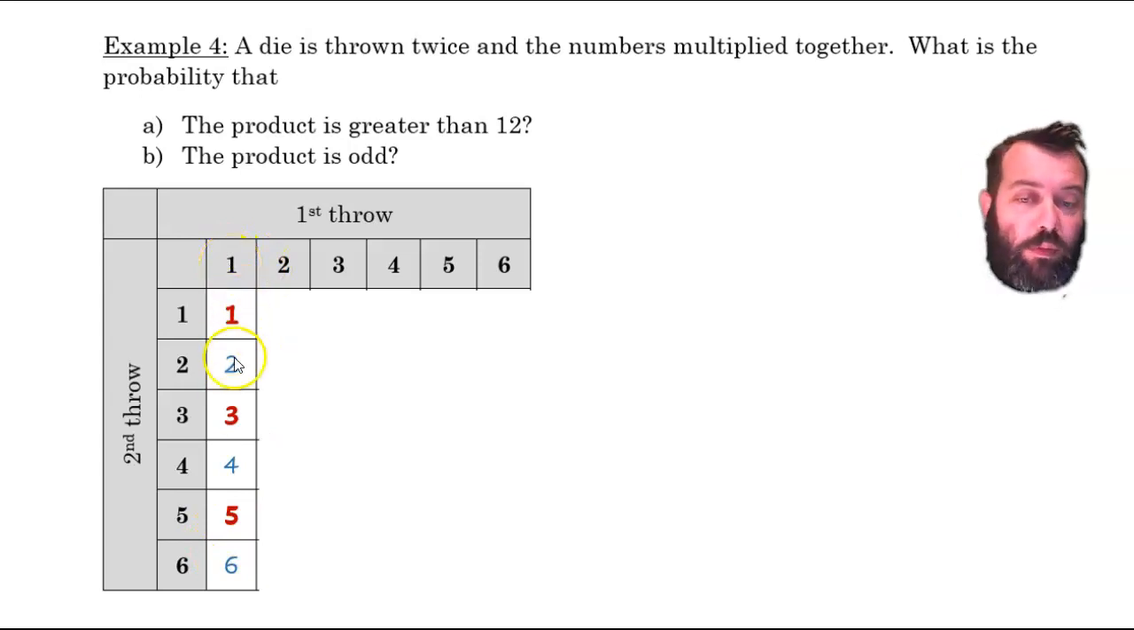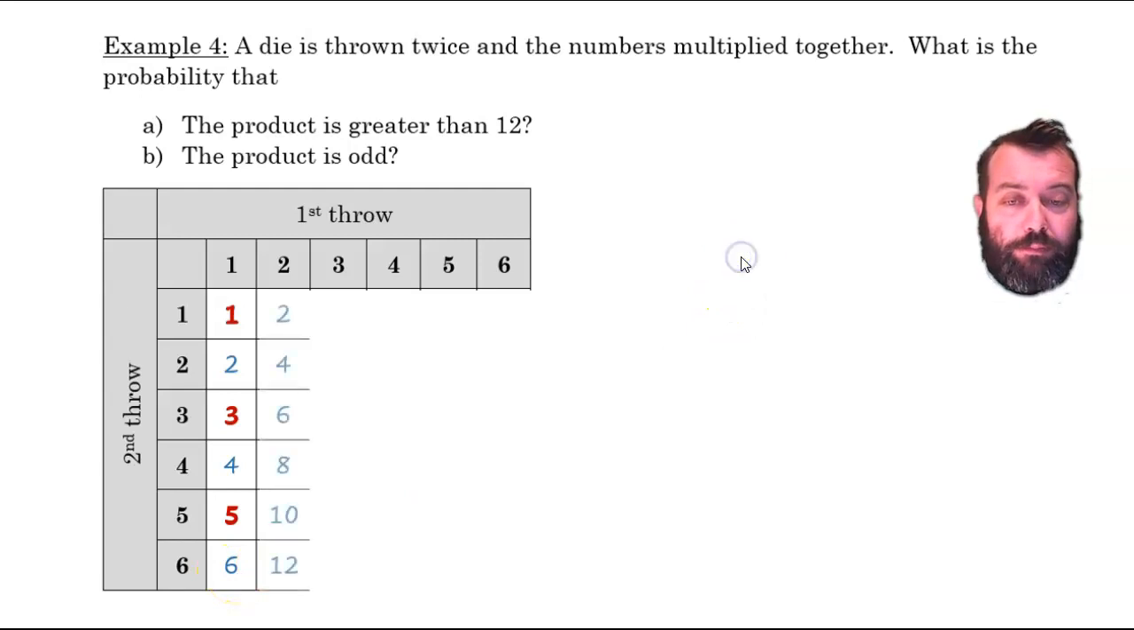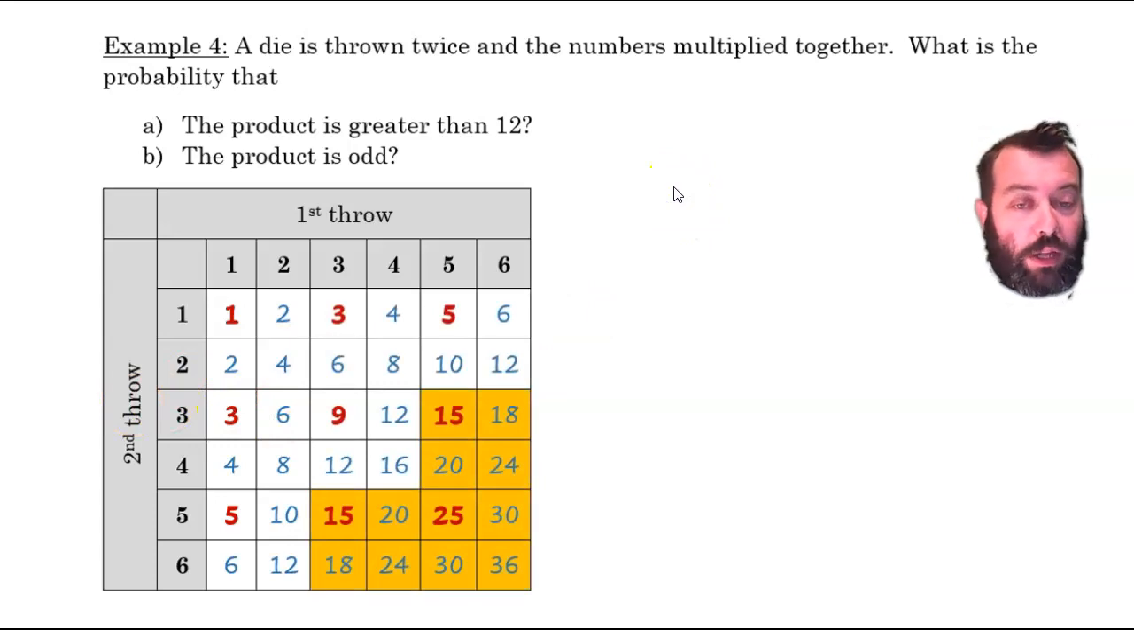If the first die was 1, whatever the second die might be, these are all of the outcomes. If the first throw was a 2, these are all of the possible outcomes: 2 combined with something on the second die, and so on until we have filled out that table. You'll see it has 6 rows and 6 columns, which gives us a sample space of 36. I have color-coded this a little bit.